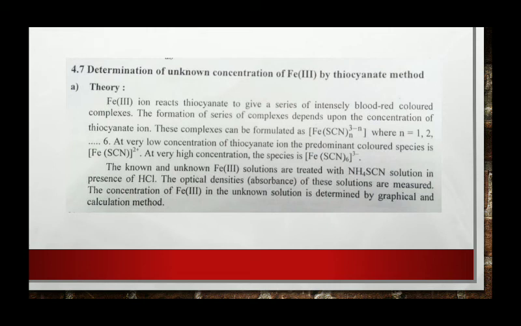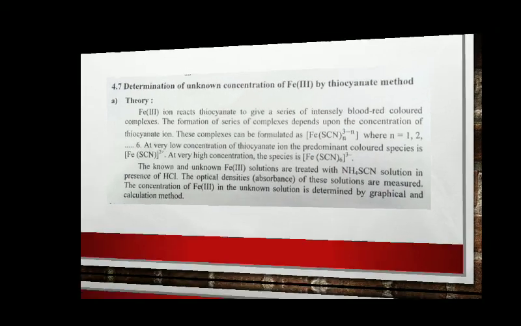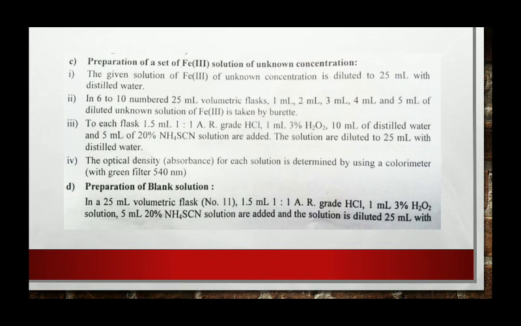Determination of unknown concentration of iron by the thiocyanate method. It can be determined with the help of this equation. Now, unknown concentration of iron(III) by thiocyanate method can be determined with the help of spectrophotometer or colorimeter. This is the simple procedure for preparation of the solution. This one is also preparation of blank solution.